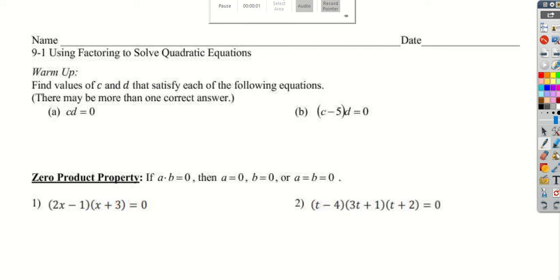All right, welcome to day one. Continuing with our quadratics unit here. So we have 9.1, using factoring to solve quadratics.